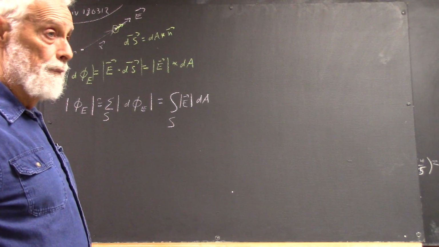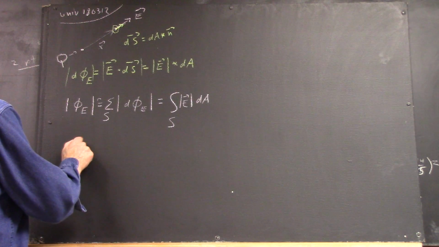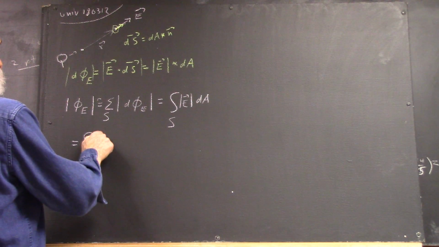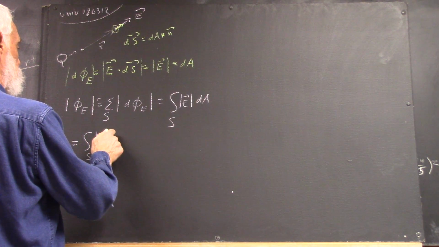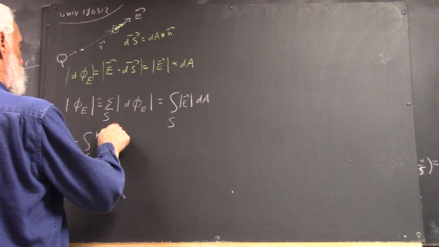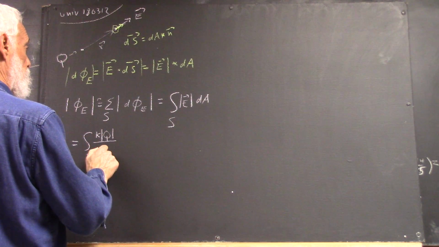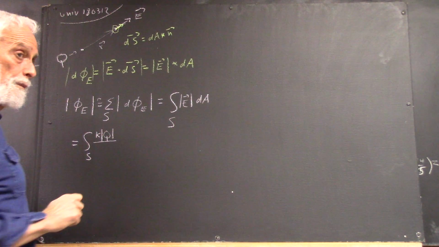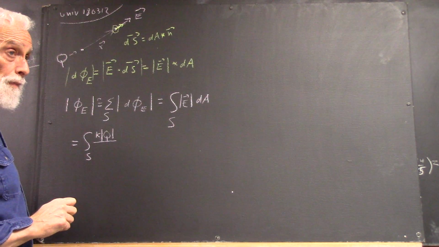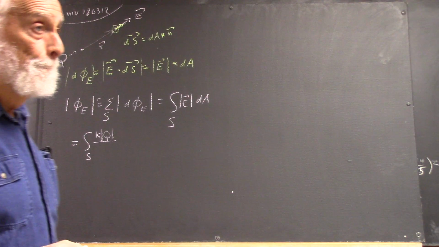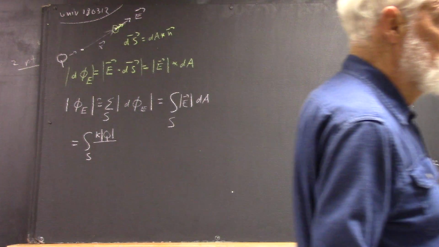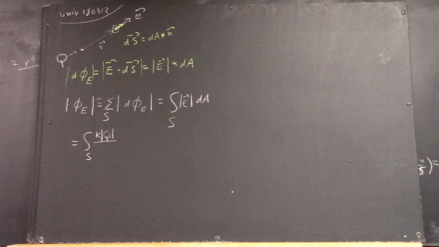It's k Q over r squared, I guess we could say. Should be r squared. Now, what's the radius of the sphere?